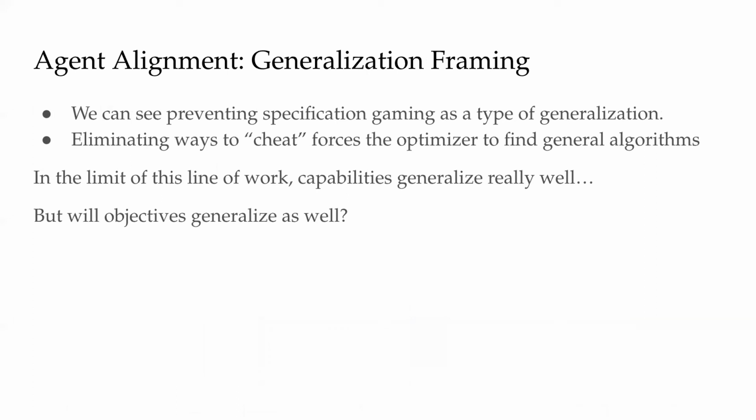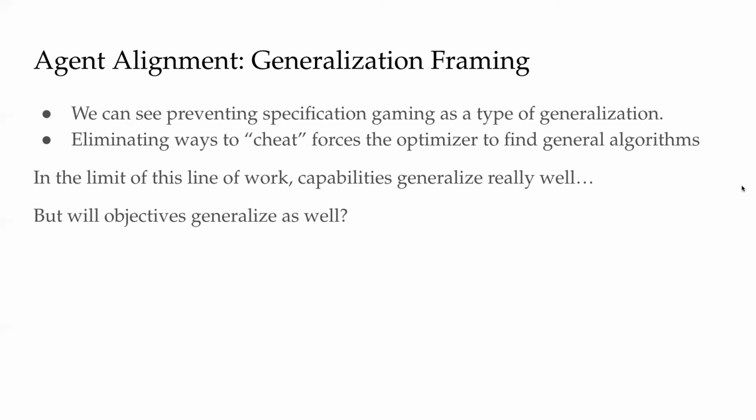We can see preventing specification gaming as a type of generalization. If the robot learns to go around in circles forever, collecting turbos, or hold its hand in front of the ball but not actually grasp it, it's not generalizing correctly. It's not learning the task correctly. It's instead cheating. And when we eliminate these ways to cheat, when instead we get the robot to do the task correctly, it discovers a more general purpose solution. It learns to grasp the ball, or it learns to navigate the environment correctly.